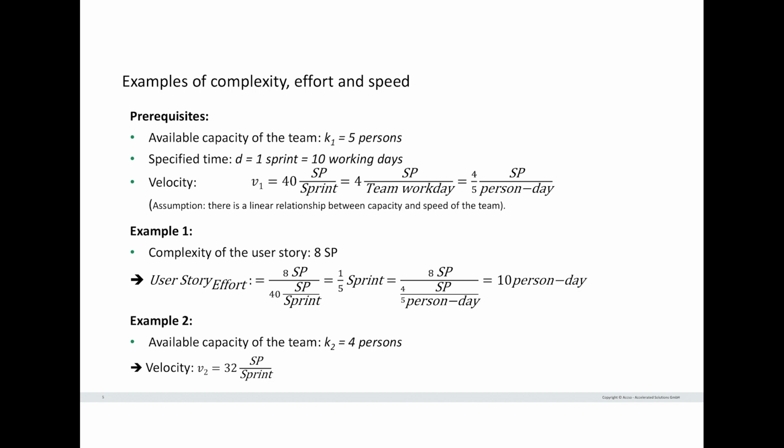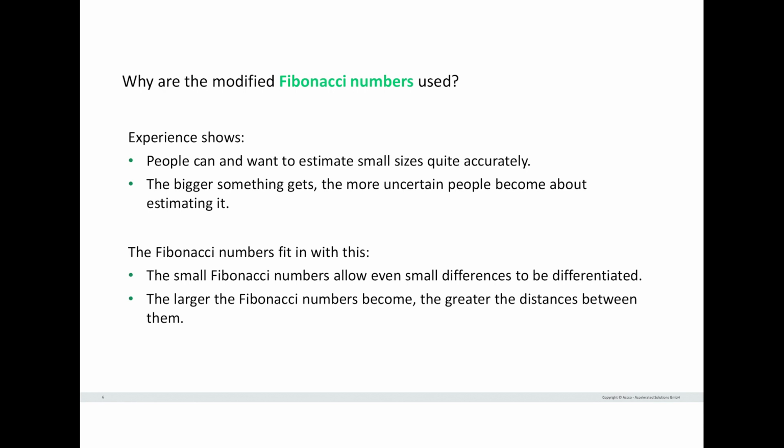In the second example, we assume that a team member is on vacation during a sprint. This reduces the available capacity of the team to 4 people. The velocity of the team is reduced to 32 story points per sprint, always assuming that we have a linear relationship between the capacity and velocity of the team. We said above that a modified Fibonacci series is very often used, but why is this done?